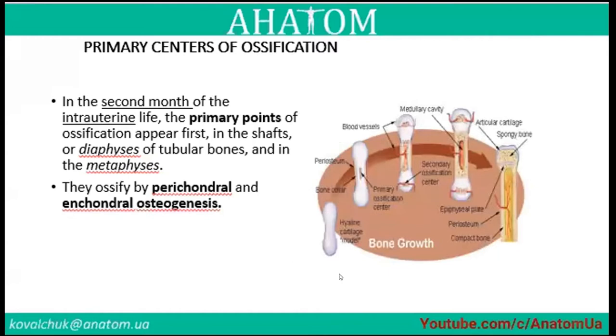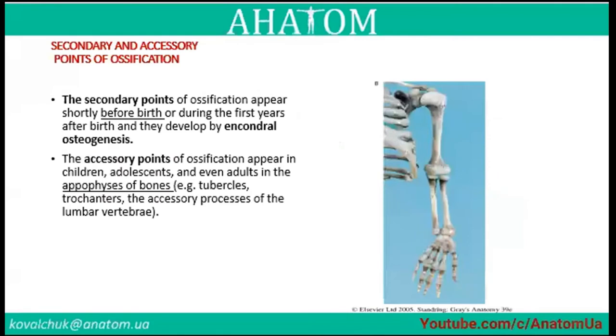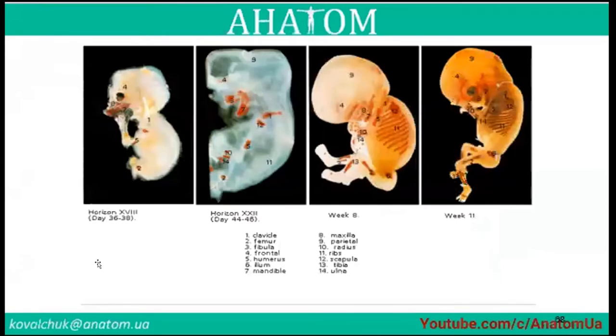Primary centers of ossification: this is when a small portion of bony tissue or bony cells first starts to be located in, for example, the carpal region, and next very quickly this changes to bony tissue. Secondary and accessory points of ossification are points that appear at different times in the human skeleton. For example, here it is 36, 38 days in a fetus. Next, you can look at the maxilla, parietal, radius, ribs, scapula. These are different bones with different timing, at 8 weeks, 11 weeks.